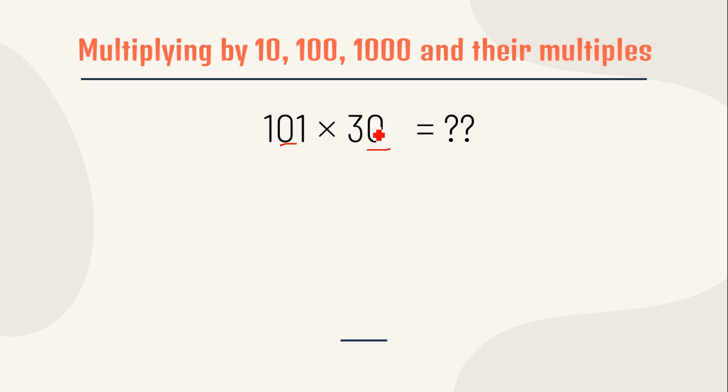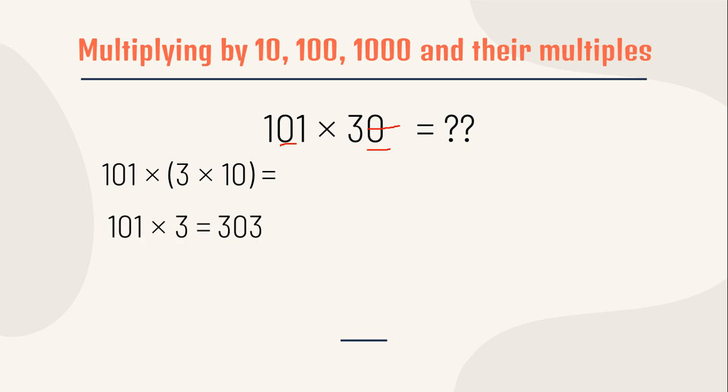Like this, 30, so we can set the zero aside. So what are we going to have? Is it a nope? But this one, 101 times 3 times 10. Why do you make it in long form, Mr.? So you will know that 30 is 3 times 10, okay? Now we're going to multiply it one by one. 101 times 3 first, 303.